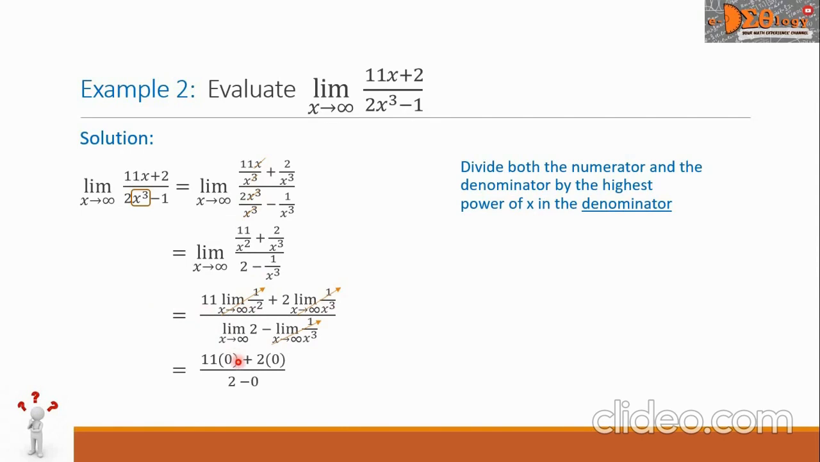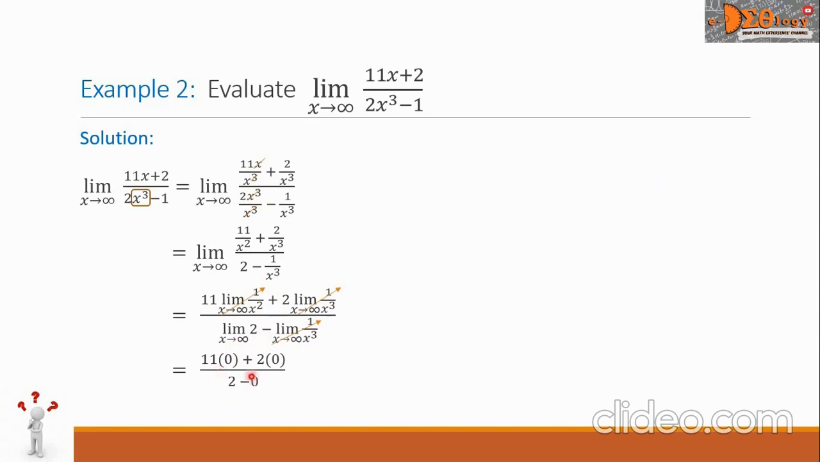11 times 0 plus 2 times 0 all over the limit of 2 as x approaches infinity, which is equal to 2, minus 0. Simplifying further, 11 times 0 plus 2 times 0 will be 0 plus 0, all over 2 minus 0, which is simply 2. And this is equal to 0 over 2, and the quotient is simply 0. This is our final answer.